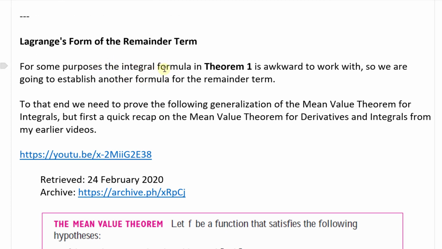So for some purposes, the integral formula in Theorem 1 is awkward to work with, so we are going to establish another formula for the remainder term. To that end, we need to prove the following generalization of the mean value theorem for integrals.